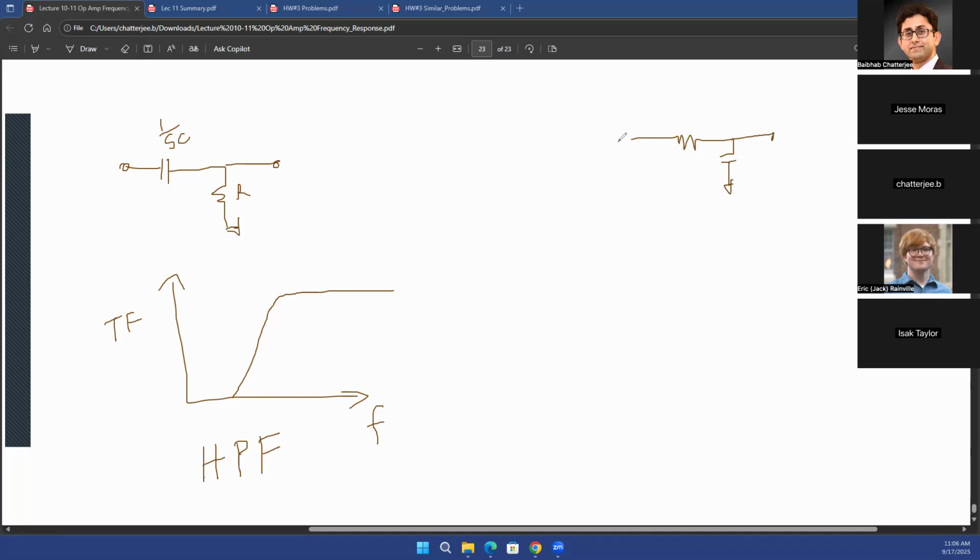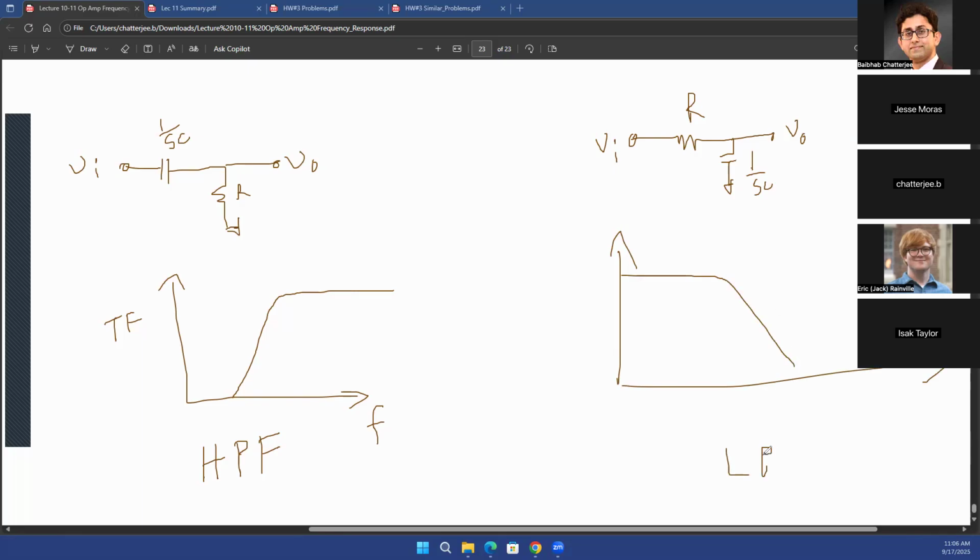So if your circuit looks like this, this is R, this is 1 over SC, and your output voltage is always here, your input voltage is always here. Again, your output voltage is here, and input voltage is here. So on the right-hand side, the same graph will look like this. So this is a low-pass filter. X-axis is frequency, y-axis is your transfer function.